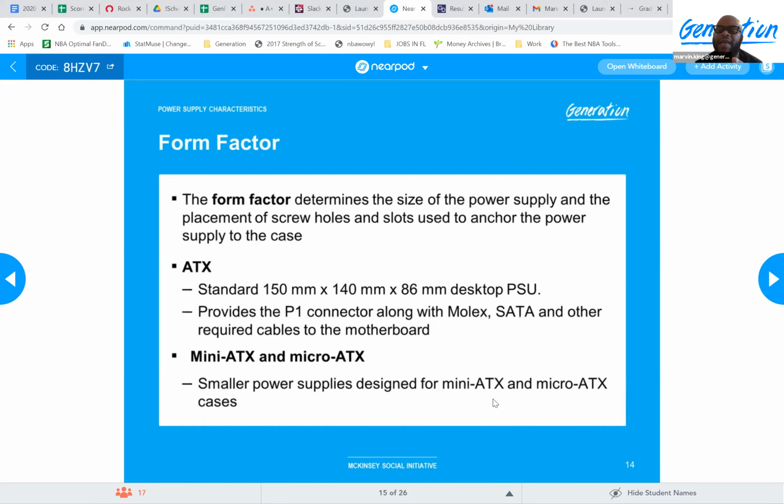Just a heads up from what we're saying, that as you get smaller, the placement and the size of that power supply may vary. But as a standard, the ATX will come with the P1, Molex, and SATA, and all the rest. It's your biggest one, so it's going to have all of the connectors that you would typically need. And of course, as you pay more for a more powerful one, you'll gain some more connectors for the need for that bigger power supply.